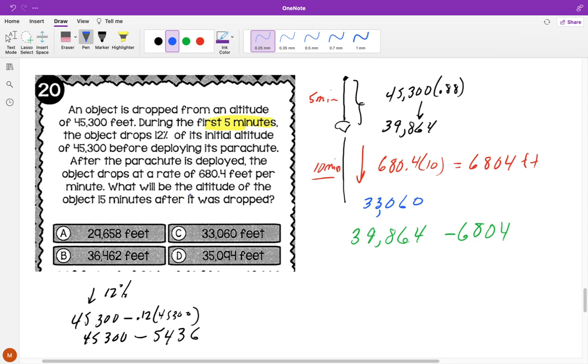What will the altitude be? So not how far did it drop, but what is its altitude now? If anyone got A, what you did wrong is you did 15 times this 680.4 and didn't take into consideration the first 5 minutes that you free fall. So our answer here is 33,060, which is our choice C.